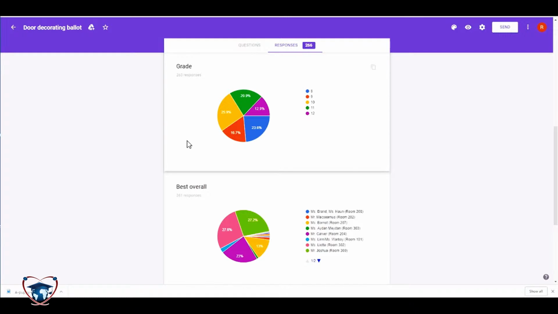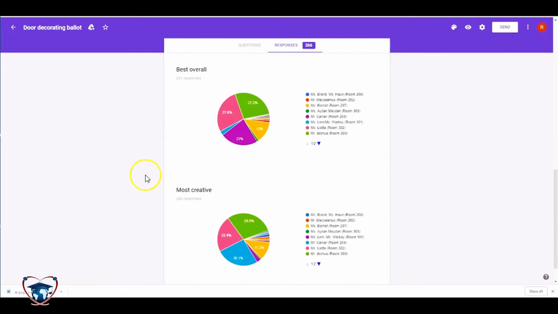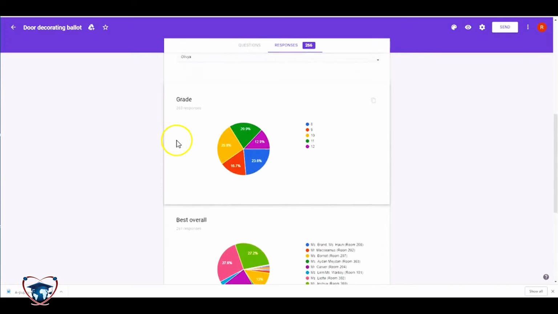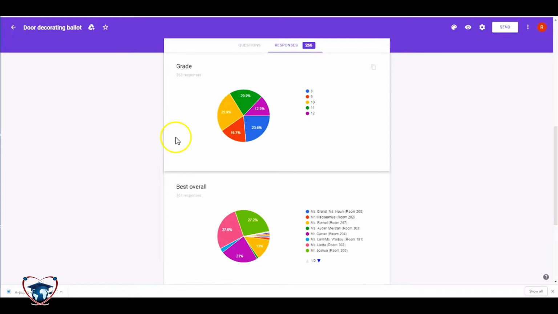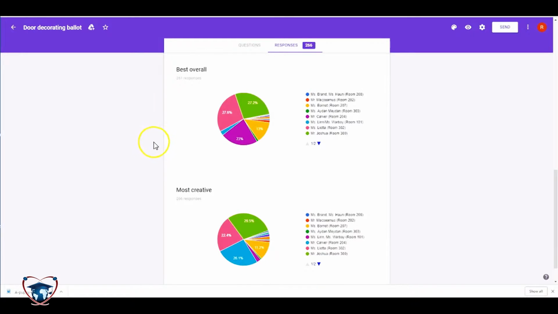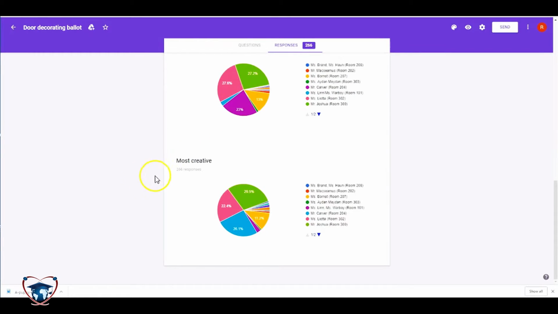So this was a door decorating contest that we solicited data about for a contest earlier at the high school. We only had a couple of questions about best overall, most creative, and you can see I've got all pie charts here, as well as those people whose names submitted a response. So the response being at the top, and we could see how many people voted from each grade level. We can also see the amount of votes per teacher, and we can see the amount of votes for the most creative category as well. Simply put your mouse over them and you could see what those responses are.